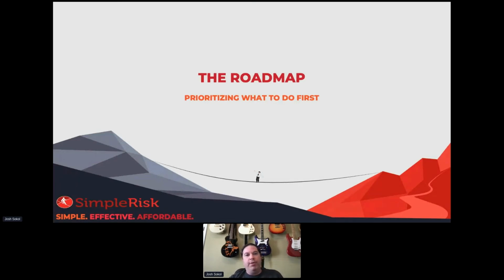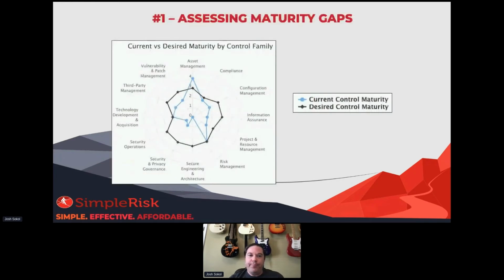So now let's talk about our roadmap. Our roadmap is all about prioritization. It's how do we figure out what are the things that are the most important to us to kind of move that needle forward. And the first thing that we can look at here is the maturity gaps. So we can look at kind of where we said we are today versus where we want to get to, that current and desired level of maturity. And we can split that out by family.